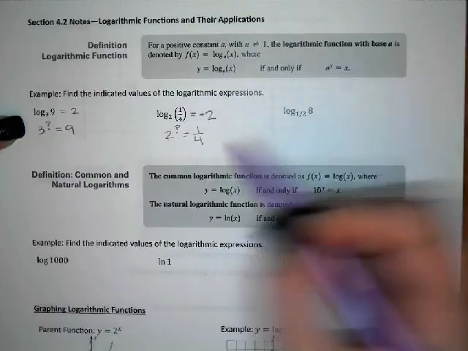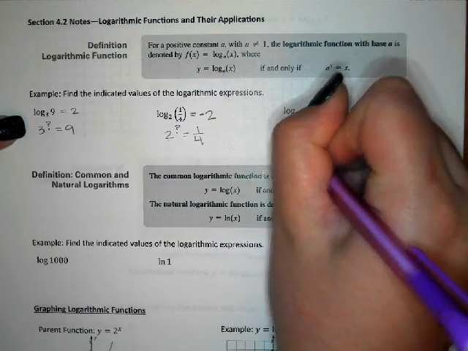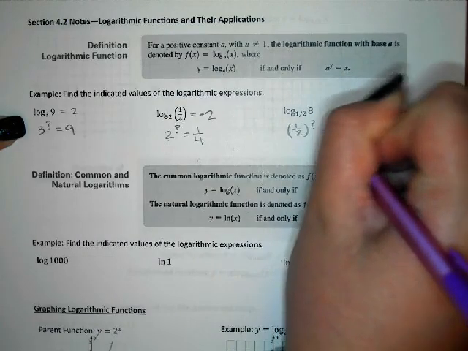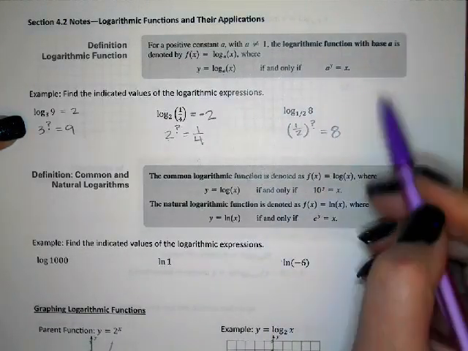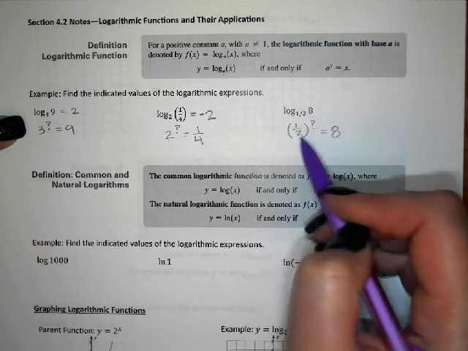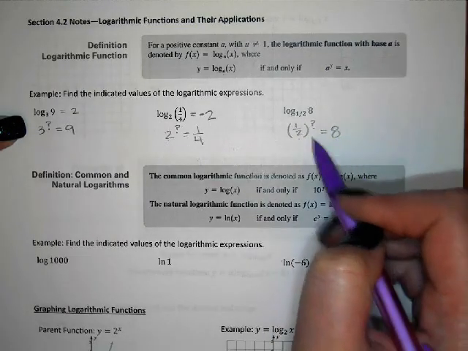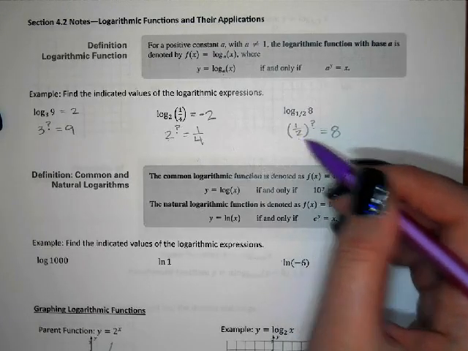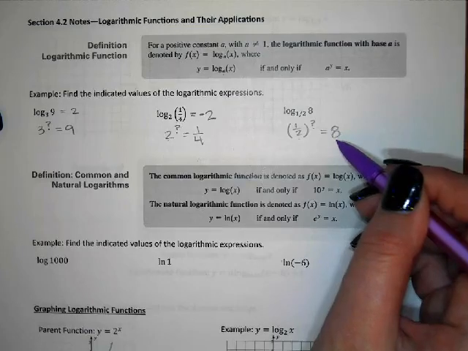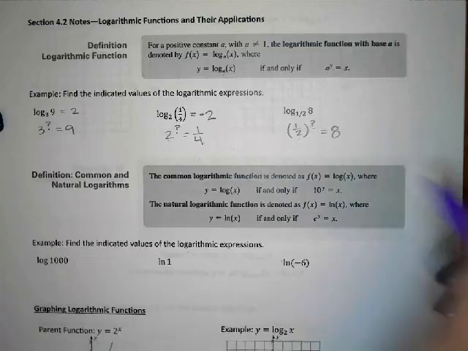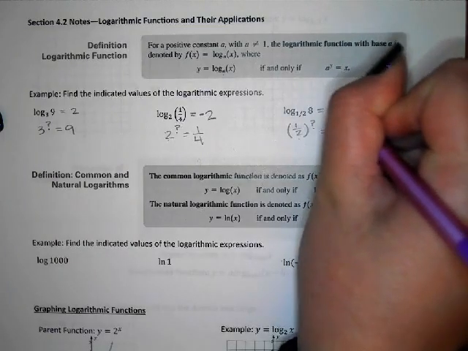Okay. And then over here we have 1/2 raised to some exponent is going to give us a result of 8. And I have to think about, maybe if I think of it as 2 raised to some exponent would give me 8, that would just be 3. So to take something that's written as a fraction and get a whole number from that, it just means that I would have to raise it to a negative exponent. So this would be -3.